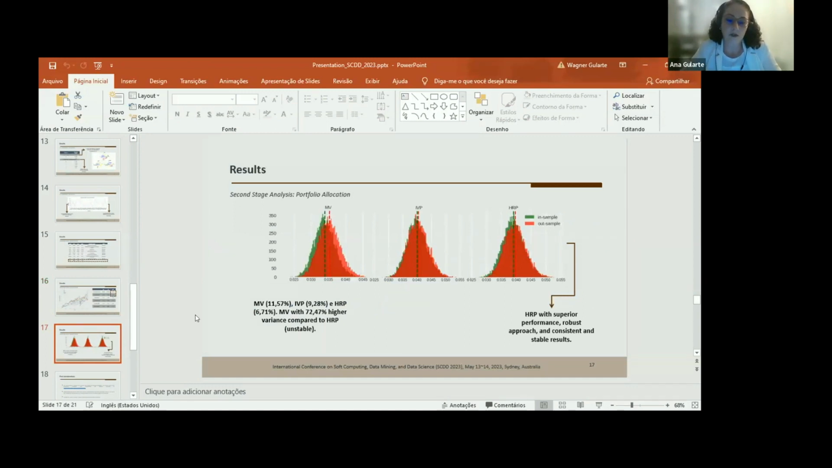Comparison with out-of-sample data: the results show that the hierarchical risk parity performance was superior, since the variance distribution generated by the method suggests a more robust approach for portfolio optimization, as it can generate more consistent and stable results.